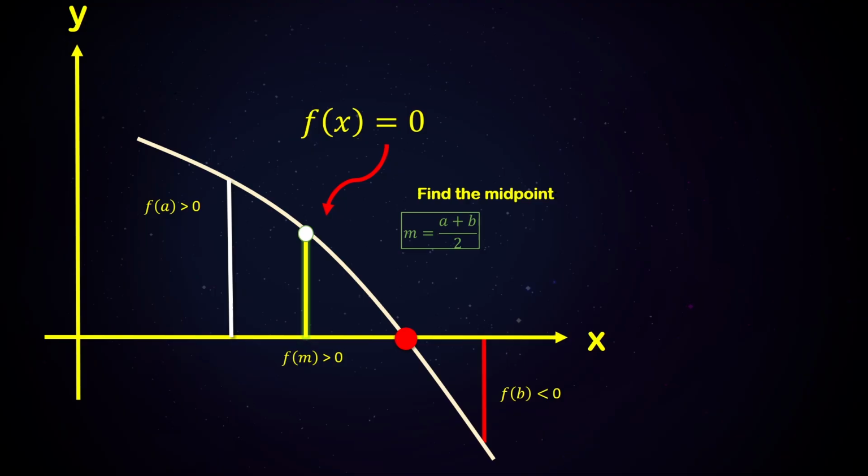And that means the root lies between m and b. In this manner, by dividing in half, m may be on the right side of the root or the left side of the root. Accordingly we change the values of a and b.